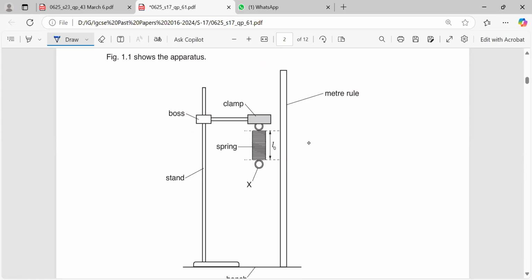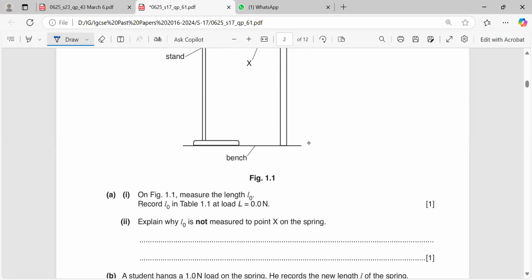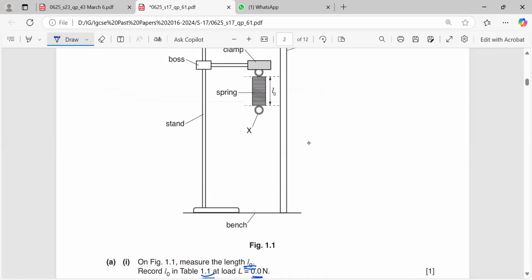Now on figure 1.1, measure the length L0 and record L0 in table 1.1, when the load is 0.0 Newton. So we have to measure it and write it into the table, and we will measure excluding the hooks. Hooks will not be taken into account.